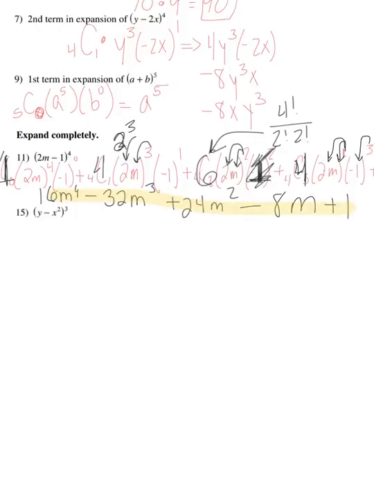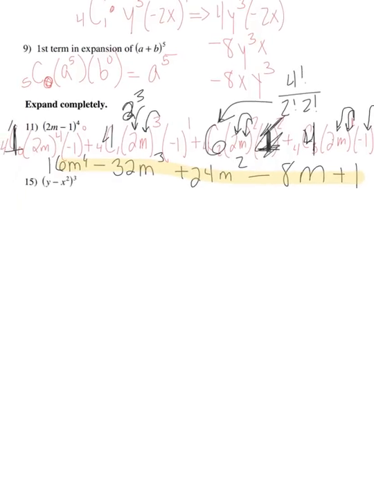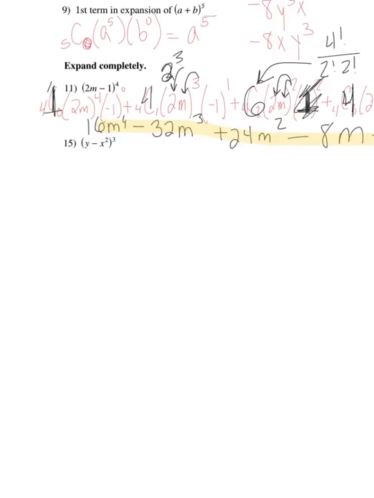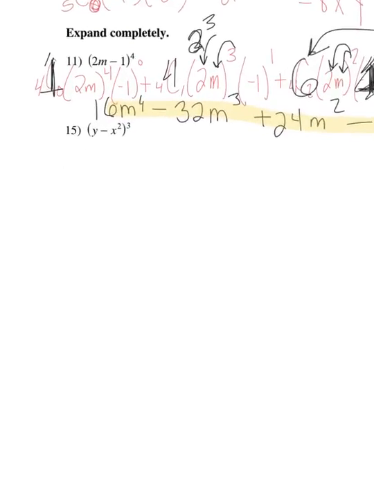16m to the 4th minus 32m cubed plus 24m squared minus 8m plus 1. That seemed like a lot of work, but it's a heck of a lot better than taking 2m minus 1, multiplying it by itself 4 times, and doing distributive property 4 times. So then we'll do this again for the last one.